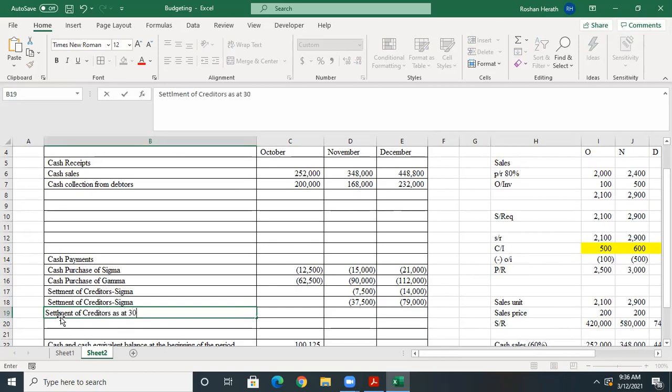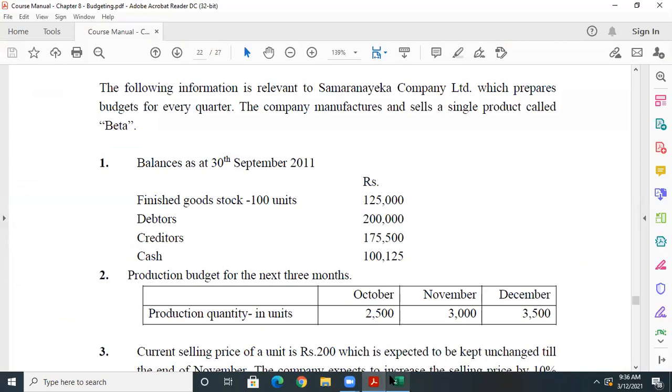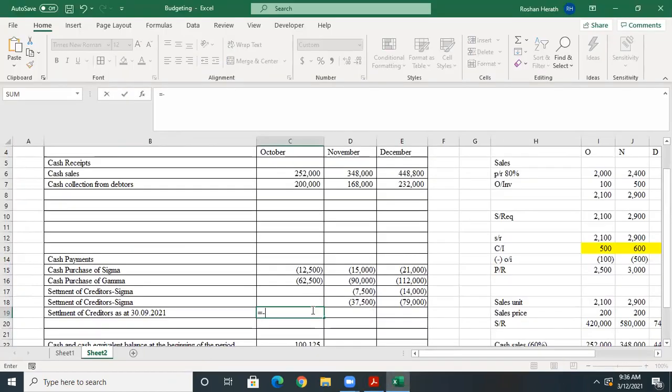At 30th September 2021, it says that you are going to settle them equally. It's 175,500. 175,500 divided by 2 goes as 87,750 each.